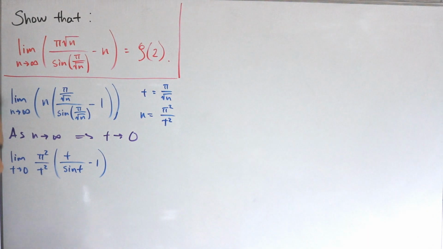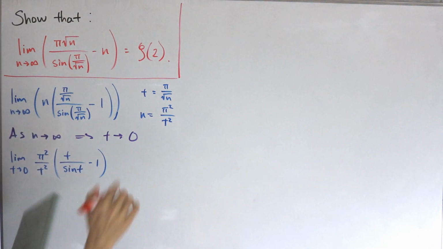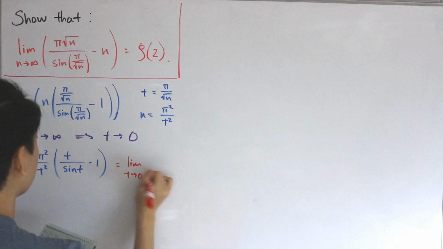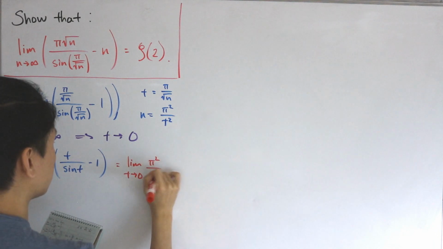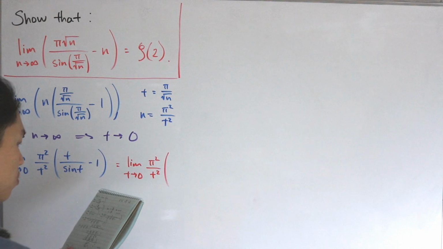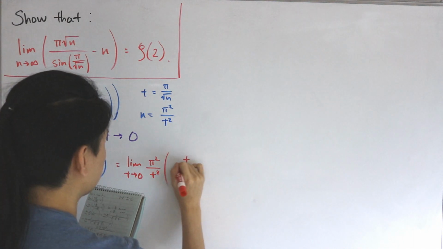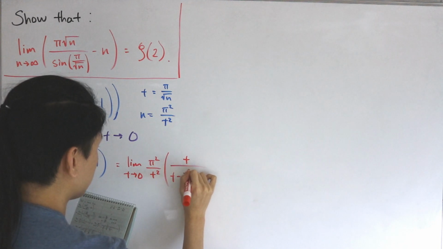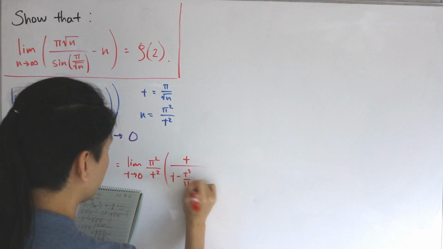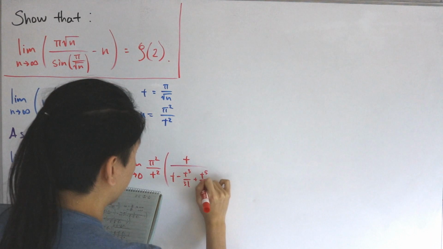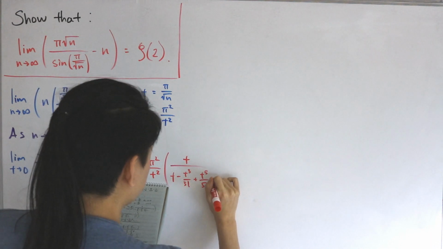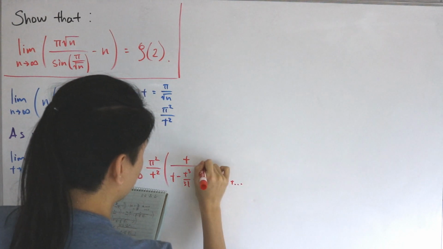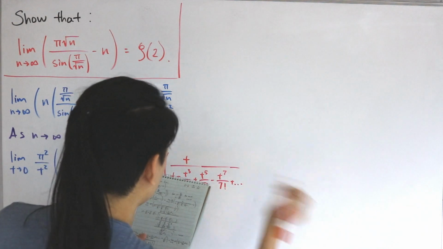So now what we have is the Taylor series expansion. Let me first write this out again: the limit as t approaches 0 of pi squared divided by t squared. Then on the denominator, first is t, and then the Taylor series expansion of sine t: t, then subtract t cubed divided by 3 factorial, add t to the power 5 divided by 5 factorial, then subtract t to the 7 divided by 7 factorial. The expansion goes on, and so forth. We don't need to worry about more than that.